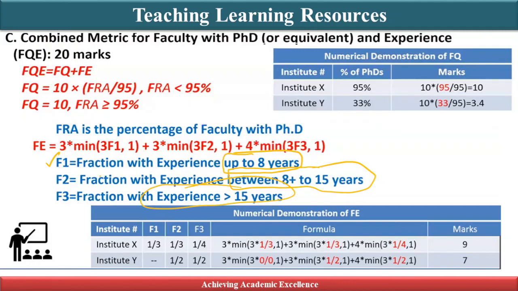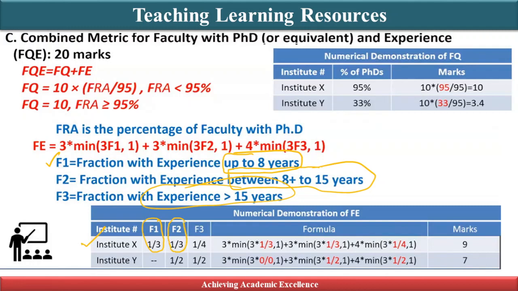Means NIRF is expecting that an engineering institution has 1/3 of faculty with up to 8 years of experience, 1/3 of faculty with 8 to 15 years of experience, and the remaining 1/3 of faculty with more than 15 years of experience. For example, there is an institute X which has got F1 as 1/3, means 1/3 of faculty have experience up to 8 years.